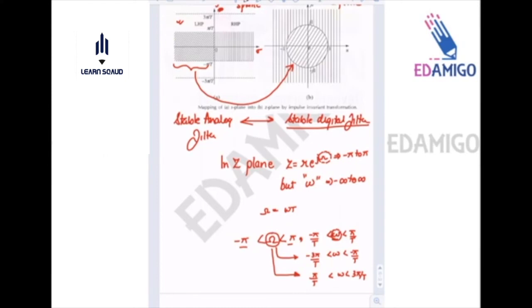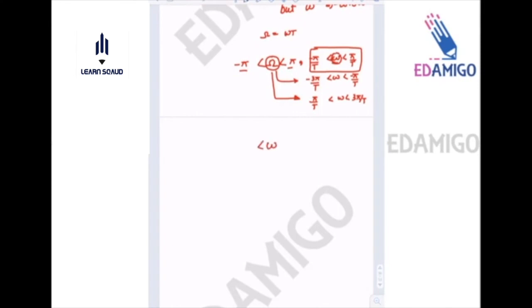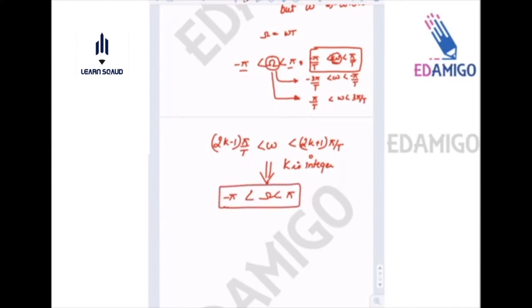So we can say that whenever omega is between 2k minus 1 pi by capital T to 2k plus 1 pi by capital T, where k is an integer, then this will correspond to digital frequency from minus pi to pi. So we can say that there is an infinity to many mapping.